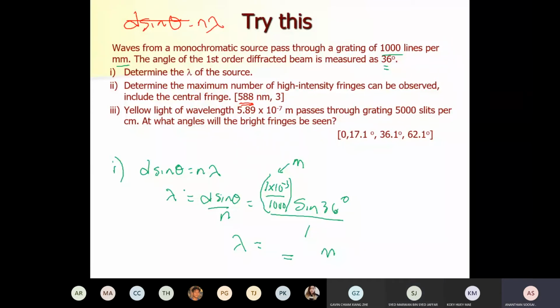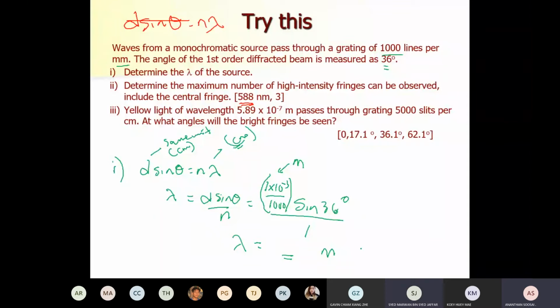Remember, one important trap: lambda and D must be in the same unit. If you put D in centimeter, your final answer for lambda will also be in centimeter. In the exam, they purposely will give D and lambda in different units. Be careful. Convert them to the same unit, preferably meter, both of them.